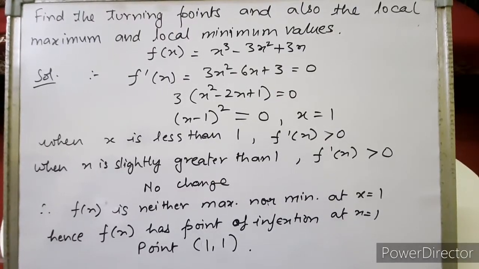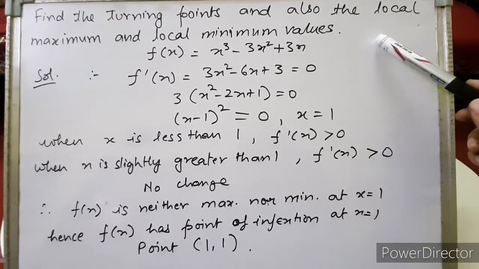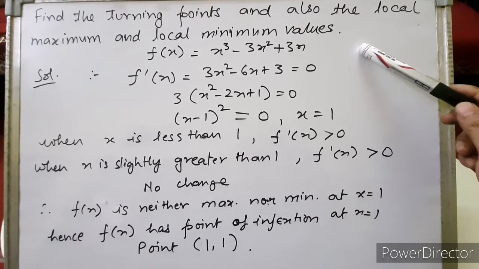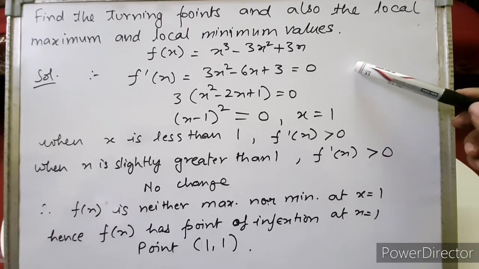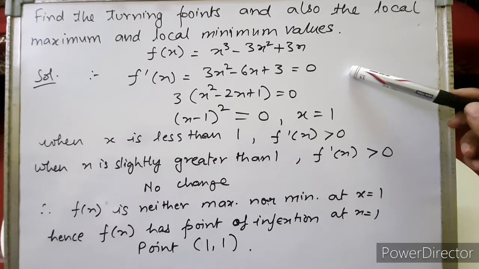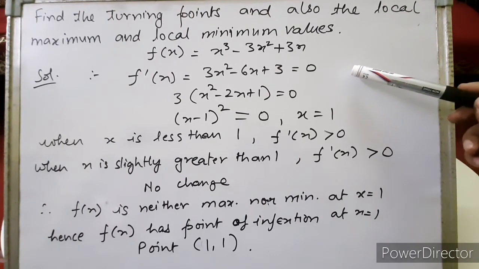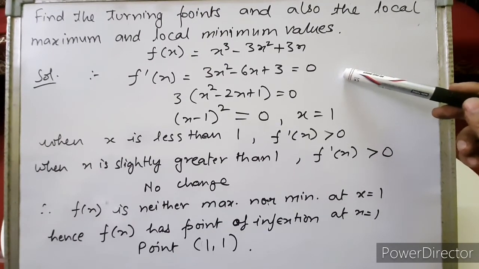Let's see another sum, children. Now in this sum, the question says find the turning points and also the local maximum and local minimum values. The function is given as x cube minus 3x square plus 3x. First we find the derivative of the function and equate it with 0. That's what we do in every sum of maxima and minima. The derivative f dash x is 3x square minus 6x plus 3.